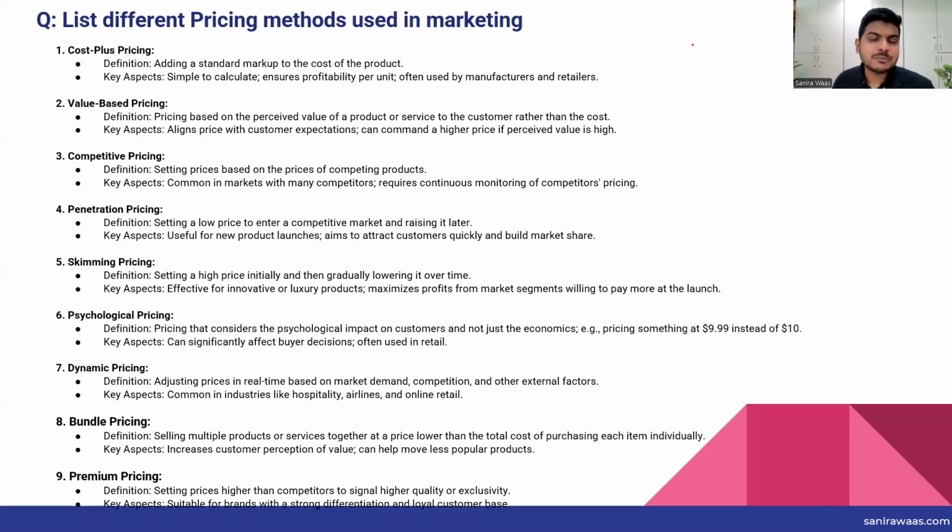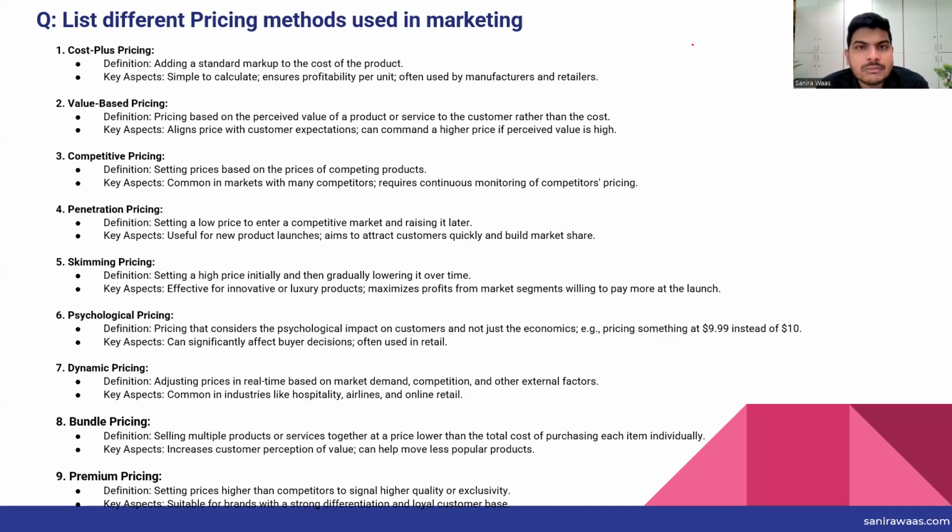Okay, so what are the different types of pricing methods used in marketing? We have cost plus pricing. Cost plus means we take the landing cost of the product, add a profit margin, and then decide the price. For example, your cost is 100, we add 20 as profit, and we set it at 120. That is cost plus pricing. Value based pricing means you assume the customer's perceived value for this product is $200, not $120, so we charge $200. The best example is Apple. Apple has value based pricing.